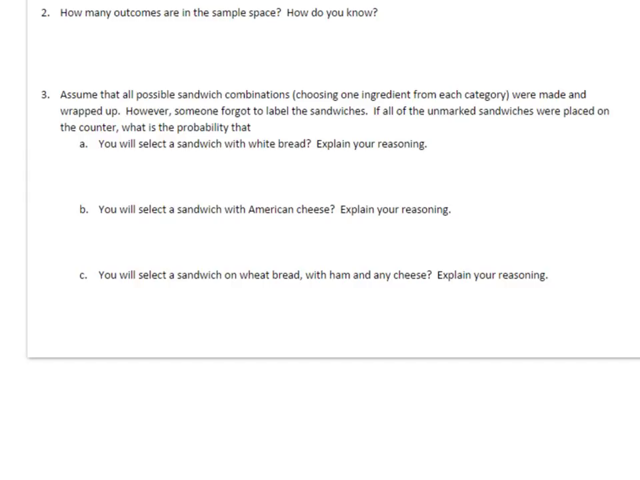That takes us to number 2. How many outcomes are in the sample space? How do you know? Okay, well, we just did that. We just counted and found out that there were 24 possible outcomes. And because I don't want to write anymore, you can write the part about how do you know.